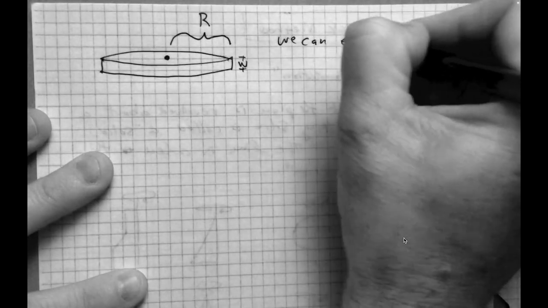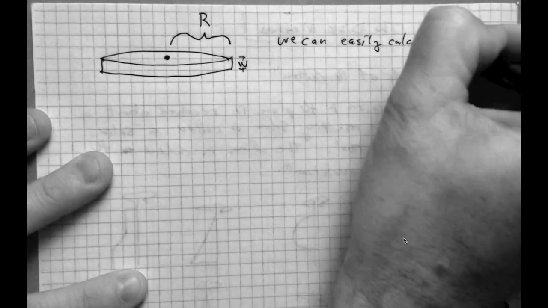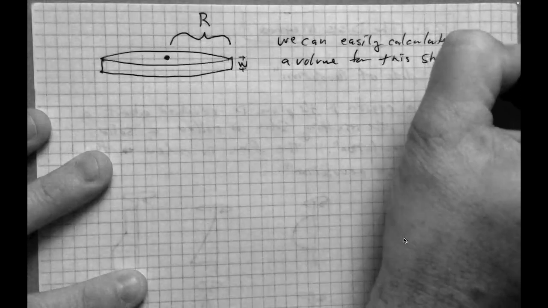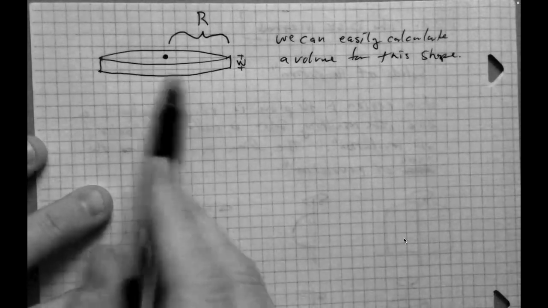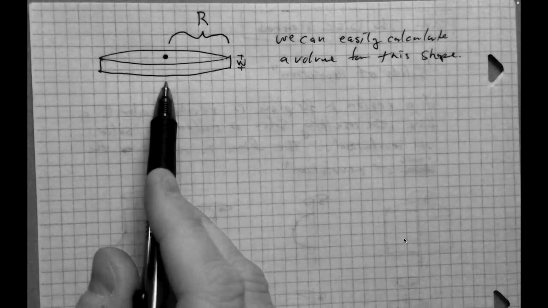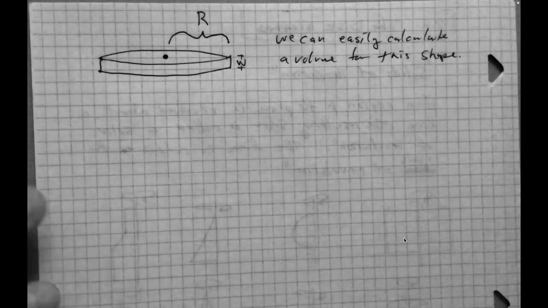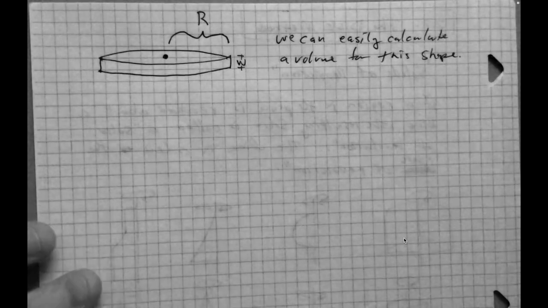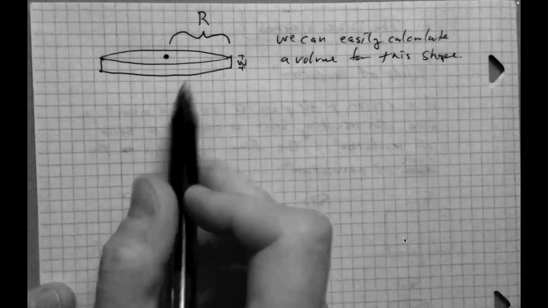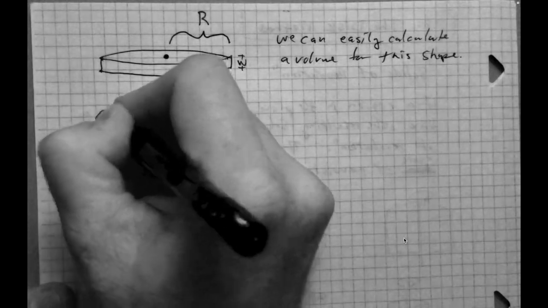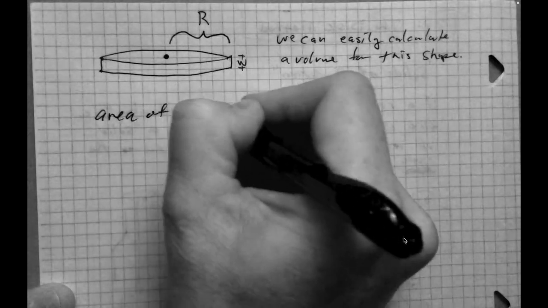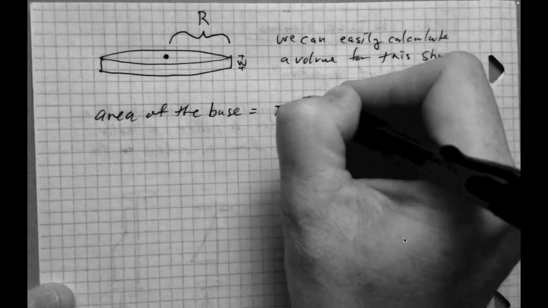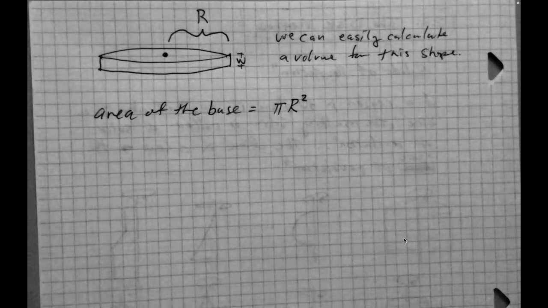So we can easily calculate a volume for this shape. Okay. Now remember, when we calculate volumes, basically what we want to do is calculate the area of the base, and then multiply it times whatever the height, or in this case the width, happens to be. And so the base of this figure is a circle, right? So the area of the base is equal to pi times the radius squared. Just a simple circle.